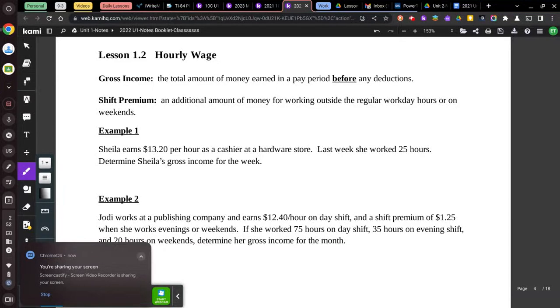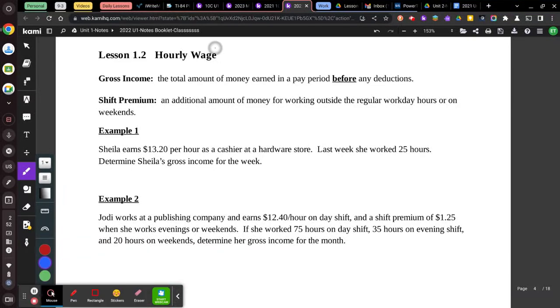Okay, welcome. This is Unit 1, Lesson 2. We are talking about hourly wage. So we can't just call it the word wage by itself. We must use the word hourly in front of it.